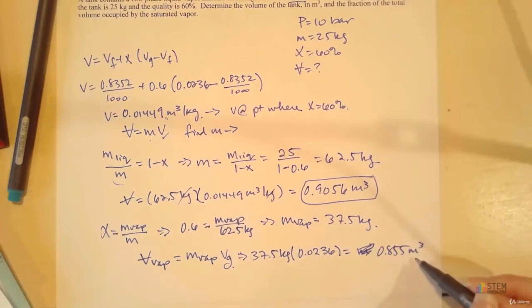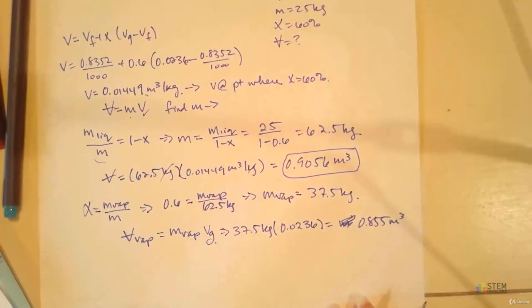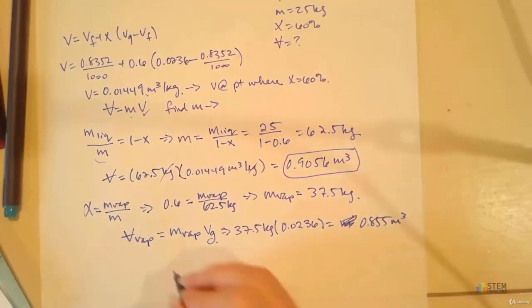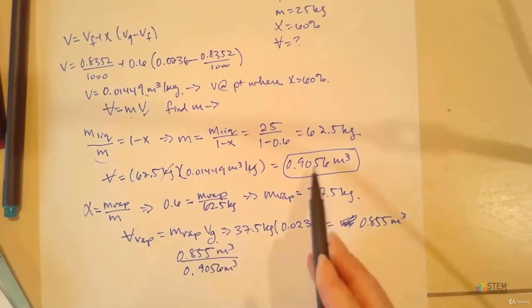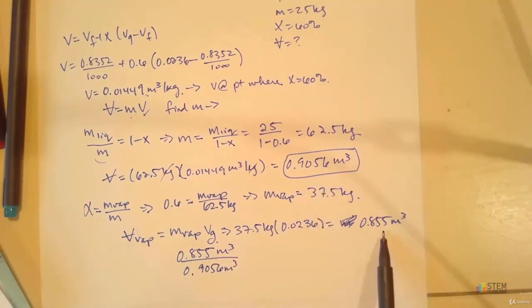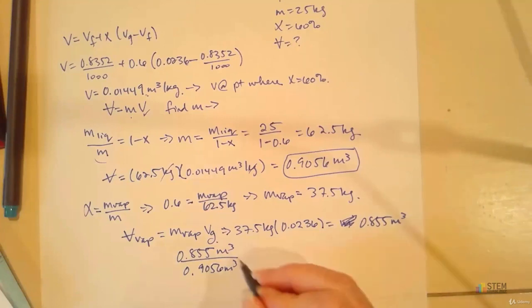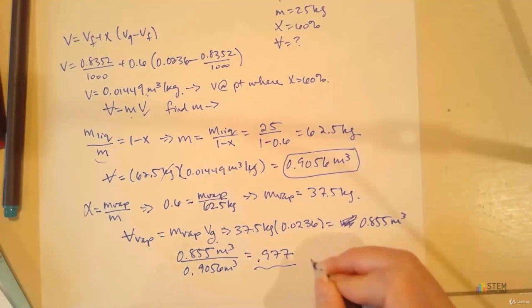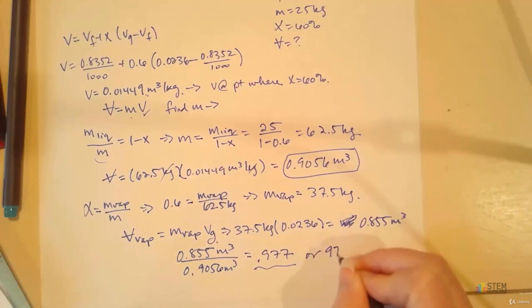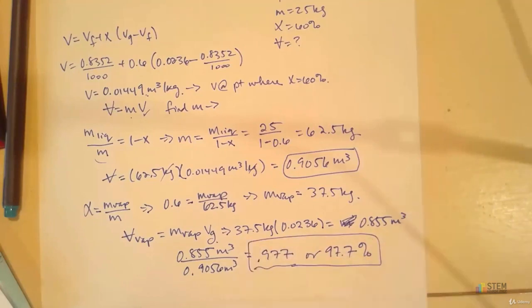Now with this, we can find the percentage or the fraction that we're looking for. All right, so we're going to take this number, put it over 0.9056, which was our volume. So this is volume of the vapor over the total volume. That gives you 0.977. So you could either put that answer as a fraction or as a percentage, you could put 97.7%. So either one of those would be okay.